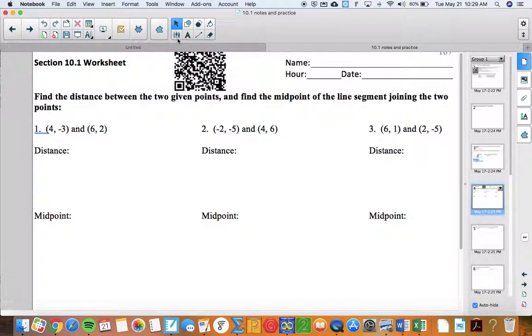Alrighty, folks, here we are. We're going to be finding distances and midpoints given a couple points on a graph or just the coordinates of it. So find the distance between 2 points and find the midpoint on the line segment joining the 2 points.